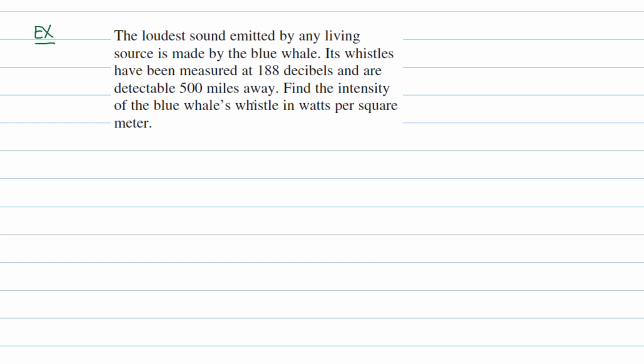Anyway, find the intensity of a blue whale's whistle in watts per square meter. Now remember, the decibel level is equal to 10 times the log of the intensity times 10 to the 12th power. Now, this equation here we need to substitute in some values for. So we were given that the blue whale's whistle loudest that they measured is 188. So let's plug that in. 188 for the decibel level is equal to 10 log of I times 10 to the 12th.